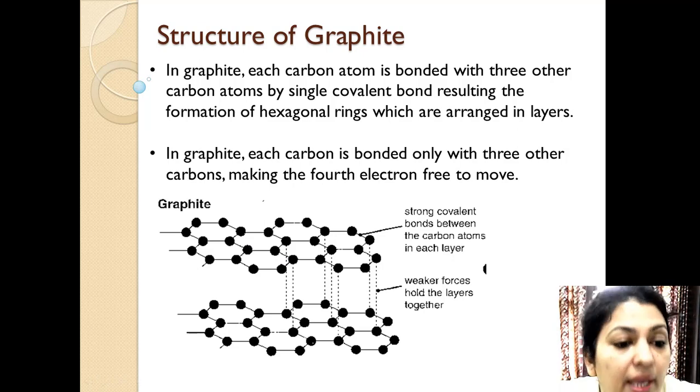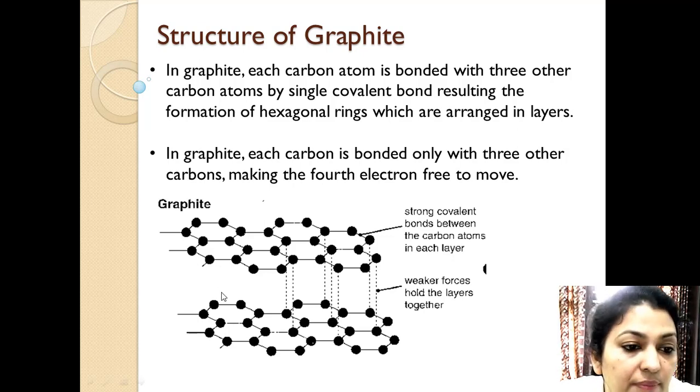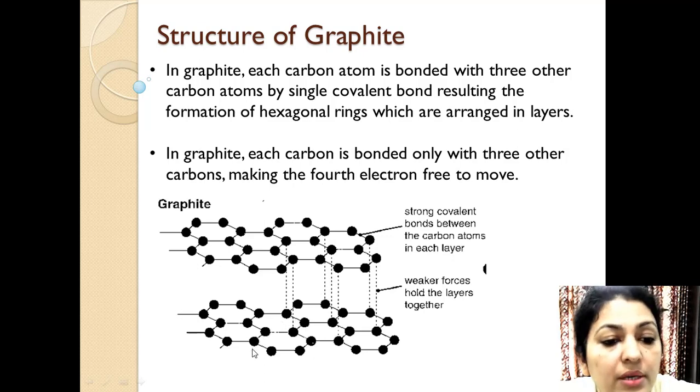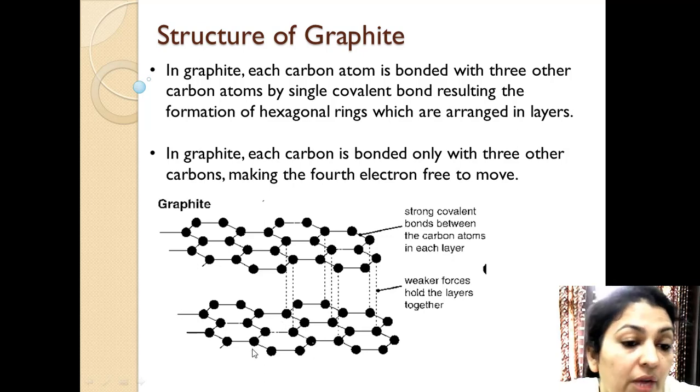Again, these hexagonal arrays are arranged as layers. See here, one layer. This is a second layer of hexagonal arrays, and many more layers will be there in the structure of graphite. And these layers are held by a weak intermolecular force of attraction.